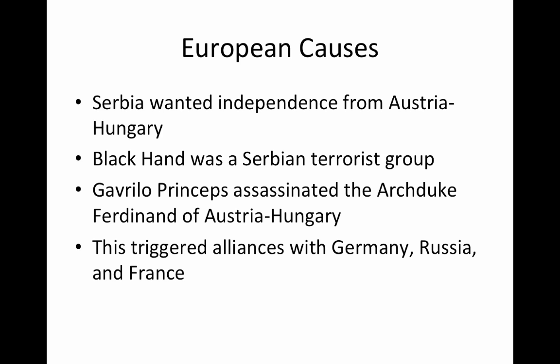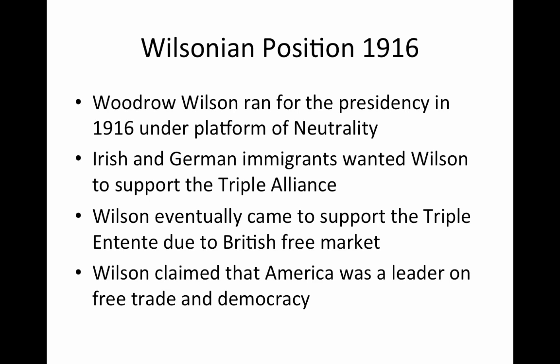As soon as Gavrilo Princip did this, Austria-Hungary declared war on Serbia. That then got Russia to declare war on Austria-Hungary. Germany, who was an ally to Austria-Hungary, then declared war on Serbia and Russia. And then we started to see all the countries joining in with France. And then eventually Germany would invade through Belgium, which was neutral, and that got Great Britain to get into the war as well. The United States did not get involved in the war.